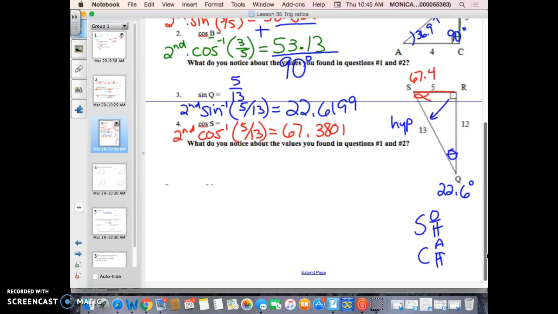And if I notice, if I add 67.4 plus 22.6, I get 90 degrees. And again, that's because all three of my angles should add up to 180. So the key is that if you figure out one of the angles, you can just subtract from 90 to get the other angle.